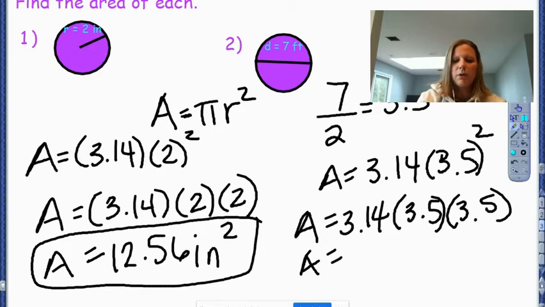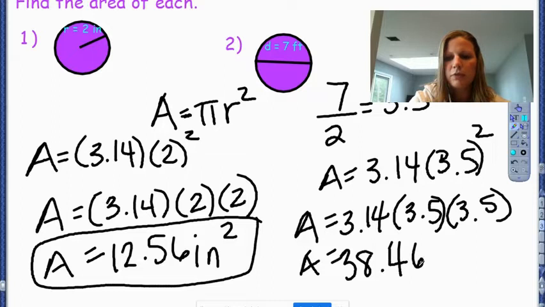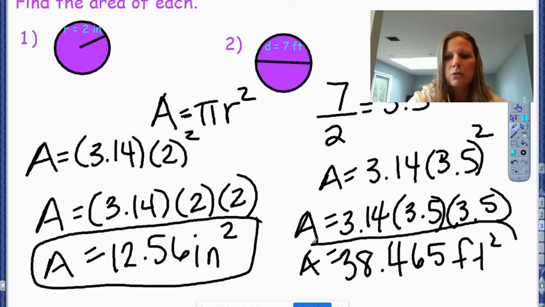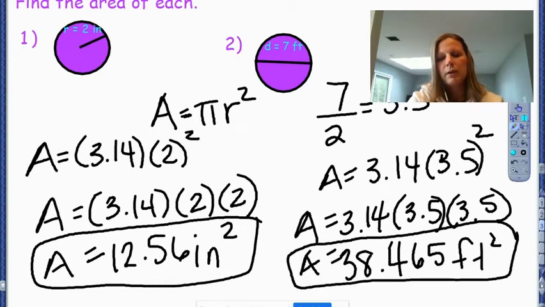So 3.14 times 3.5 times 3.5. I'm going to get 38.465 feet squared. I don't know why I wrote that backwards. So area is always the unit of measurement squared, and then circumference is not. Okay? I did not ask for you to round in these problems. If your teacher does ask you to round, you need to do so appropriately.